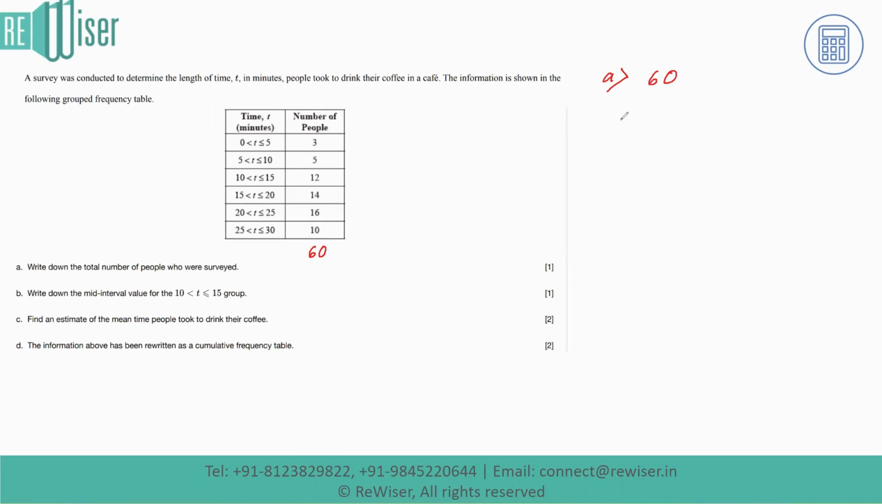Now for part B, write down the mid-interval value between 10 and 15. We can always find the mid-interval value by finding the average of the endpoints. So that's 10 plus 15 over 2, which is clearly 12.5. So 12.5 is the mid-interval value.